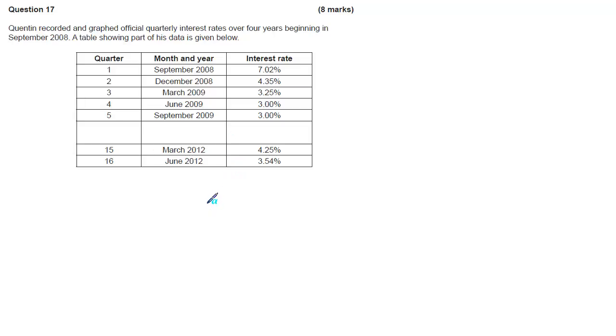Now, one of the upcoming questions is about September 2012. So if we just follow the pattern here, we can see that the September quarter follows the June. So that's going to be time period 17 for September 2012.